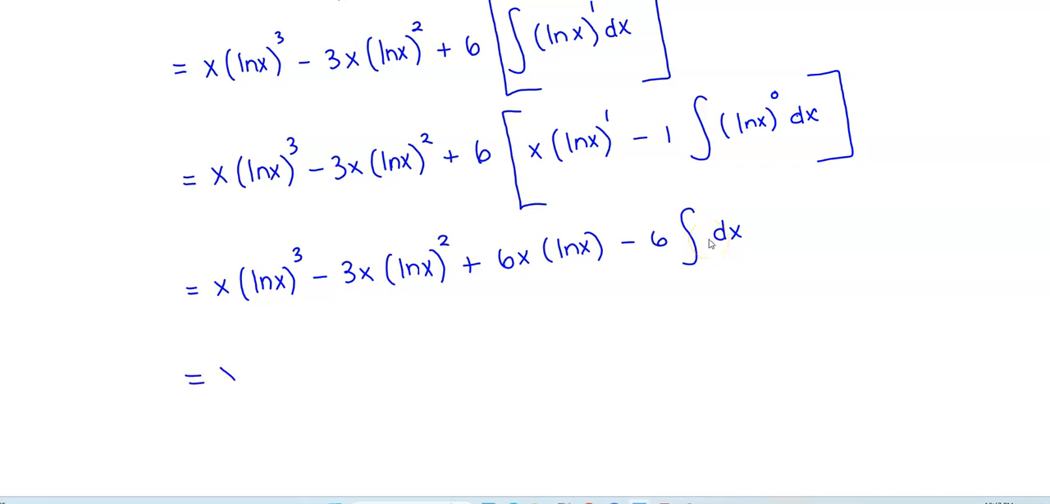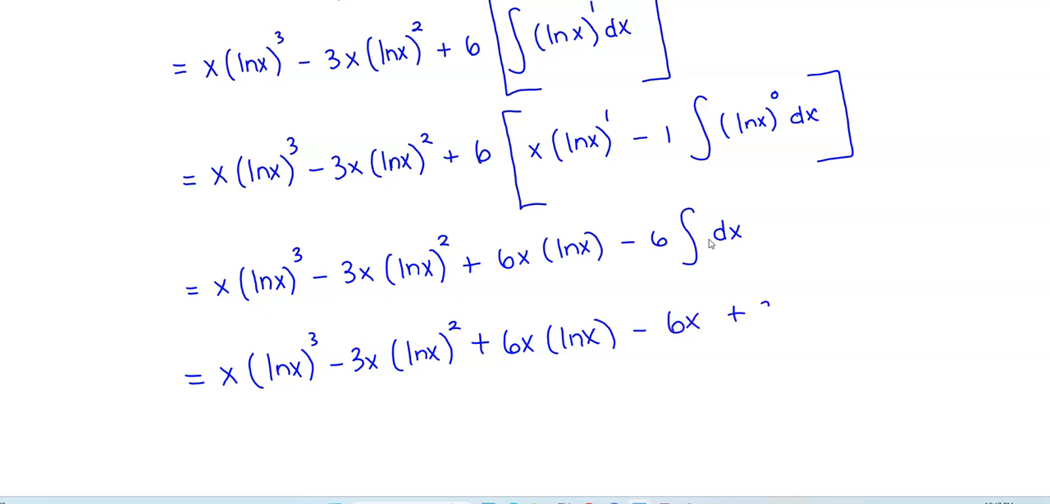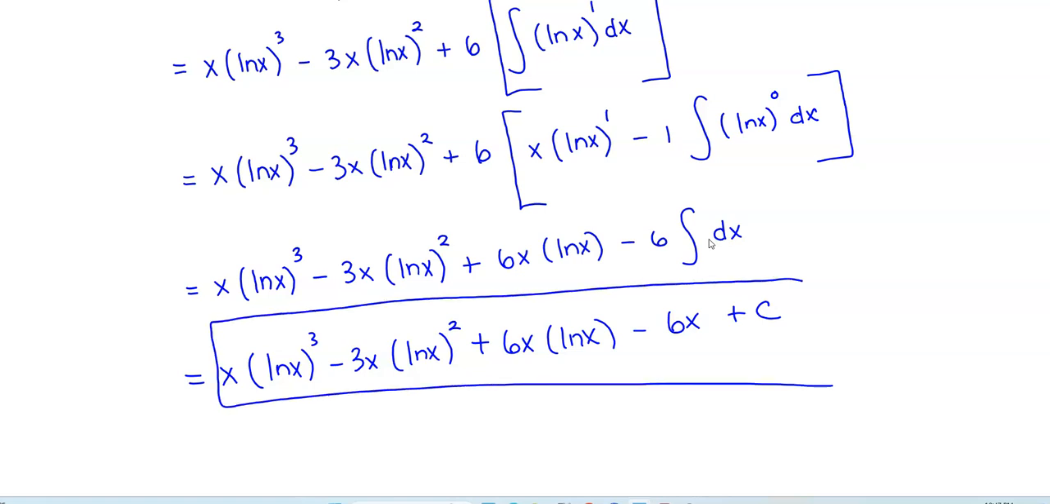So we end up getting x times the natural log of x to the third power minus 3x times the natural log of x squared plus 6x times the natural log of x minus 6x, and that's plus c. And therefore, that is our result.